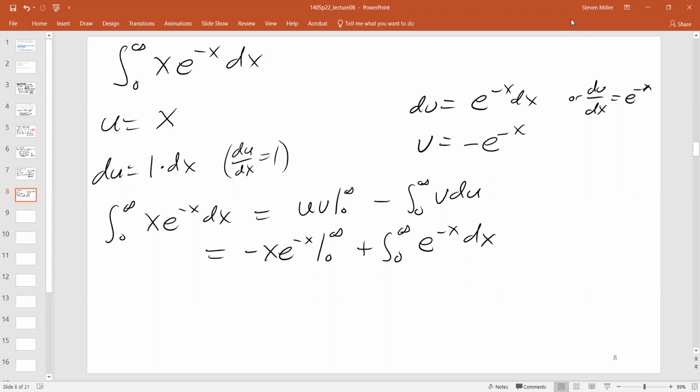Then I'm going to have infinity times e to the negative infinity. It is going to be 0. We'll justify that in a moment. So this is just 0. Does anybody know what the integral of e to the negative x is from 0 to infinity?